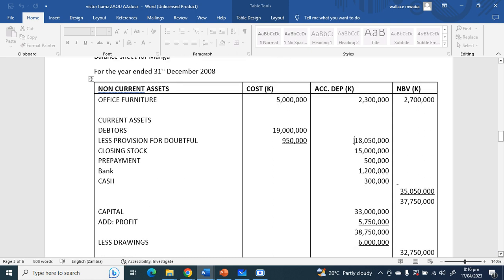Let's get our calculators, please, so that we verify. It shouldn't look like some of these numbers have just been put there. We have to verify these figures. So you add these: 18 million 50,000, 15 million, 500,000, 1.2 million, and 300,000. You're supposed to get 35 million 50,000. I'm giving you some time to add, and if there are any questions, you can ask them now before we total up our assets, then we go to the next section of our balance sheet.